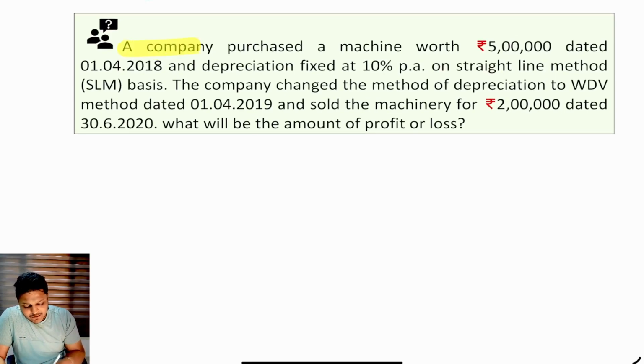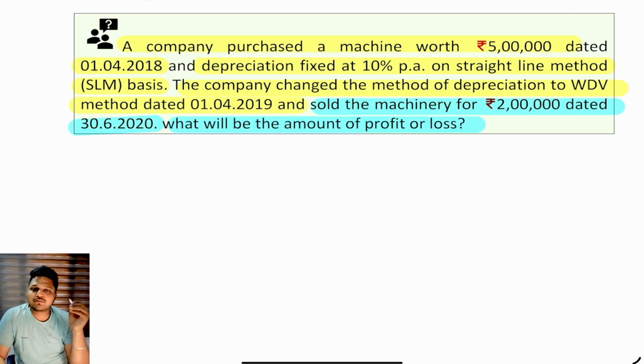So a company purchased a machine worth rupees 5 lakh, dated 1/4/2018. Depreciation fixed at 10% on the SLM basis. The company changed the method of depreciation to WDV method on 1st of April 2019, and then sold the machinery for 2 lakh rupees dated 30th of June 2020. What will be the amount of profit and loss?